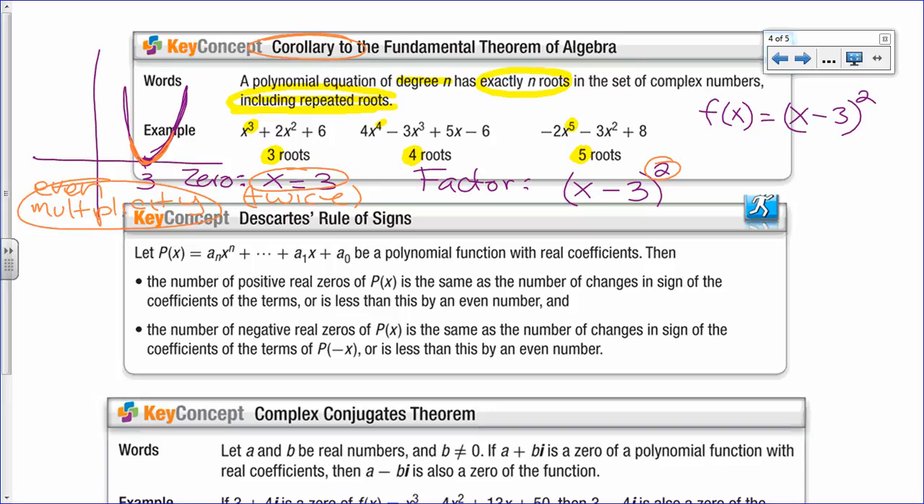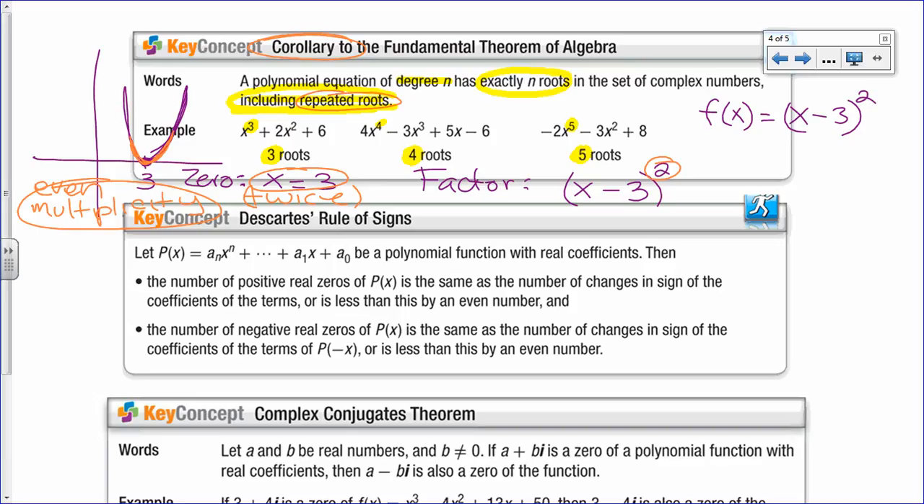So that happens with all zeros of even multiplicity. So even though we only have one distinct 0, we still have it twice, which matches the degree of the equation. Okay? So what that means, when we say including repeated roots, is that it doesn't matter if the 0 repeats, we will still count it. Like if we have a 0 that repeats 3 times, you will still count it 1, 2, and 3. Okay? Good question, Marco.